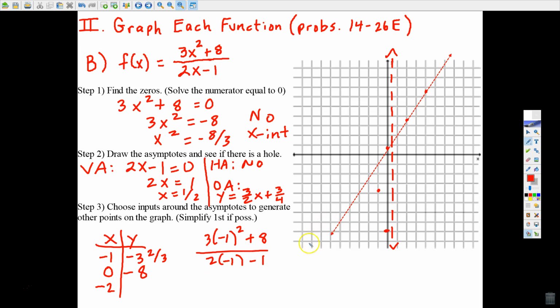All asymptotes are dotted. Yeah. Because they're not really part of the graph. It's really what we can't graph.